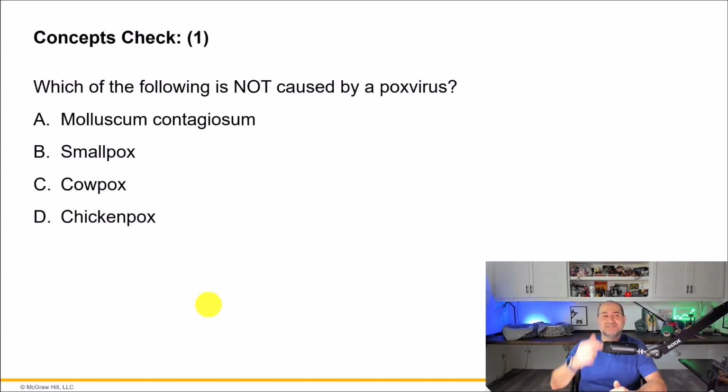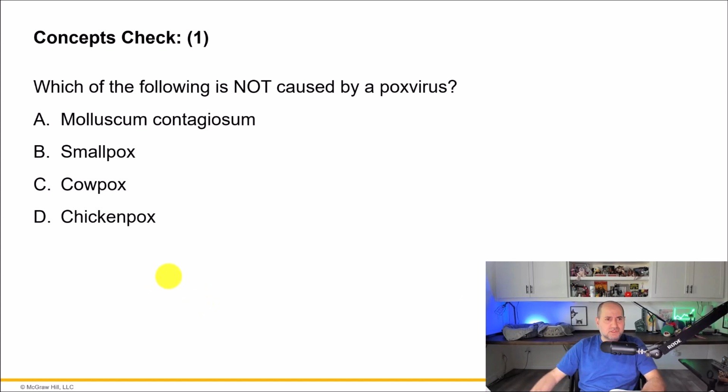All right, and that leads us to our concept check number 1. Which of the following is not caused by poxvirus? Molluscum contagiosum, smallpox, cowpox, or chickenpox? Believe it or not, it's actually chickenpox.